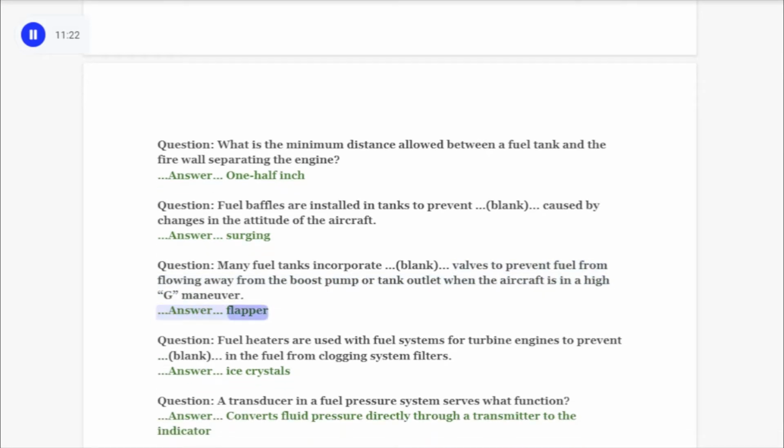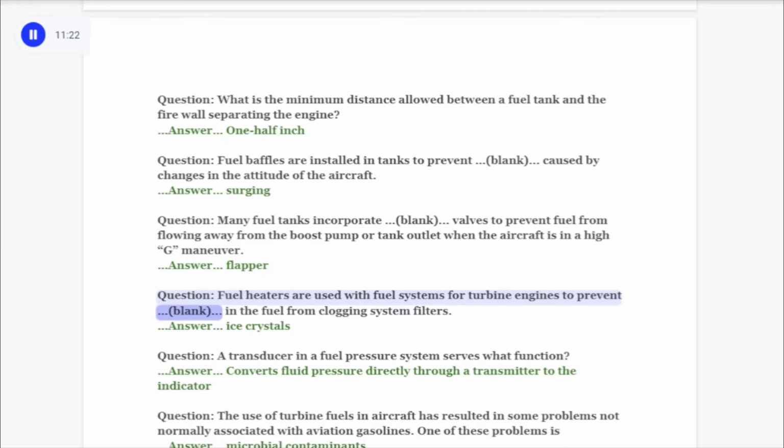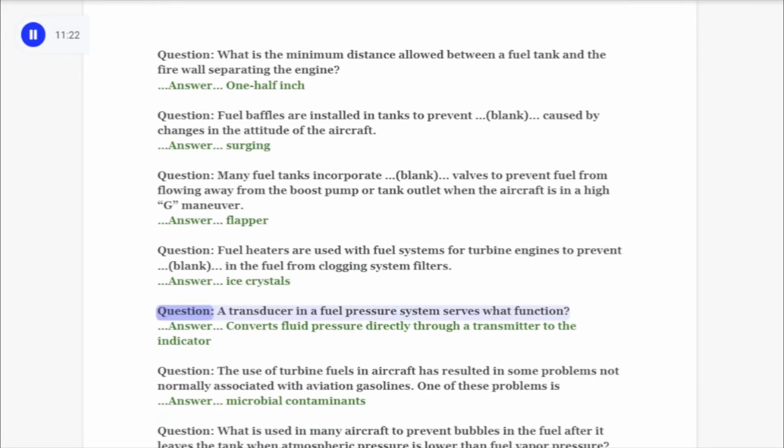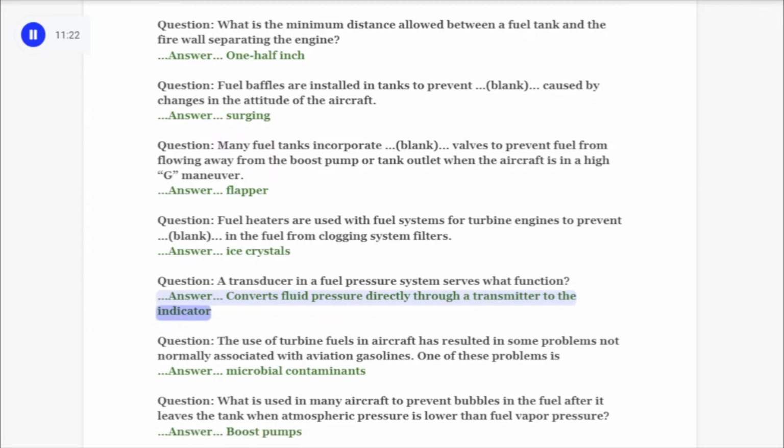Answer: flapper. Question: fuel heaters are used with fuel systems for turbine engines to prevent blank in the fuel from clogging system filters. Answer: ice crystals. Question: a transducer in a fuel pressure system serves what function? Answer: converts fluid pressure directly through a transmitter to the indicator.